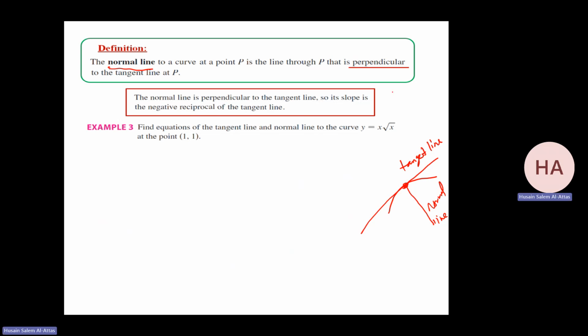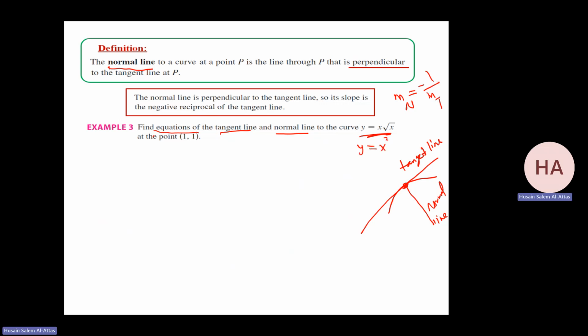So the link is what? The slope of the tangent times the slope of the normal is equal to -1. So here we need to find the slope of the normal, which is -1 over the slope of the tangent. And how to get the slope of the tangent? Through the derivative. That's mainly the idea.